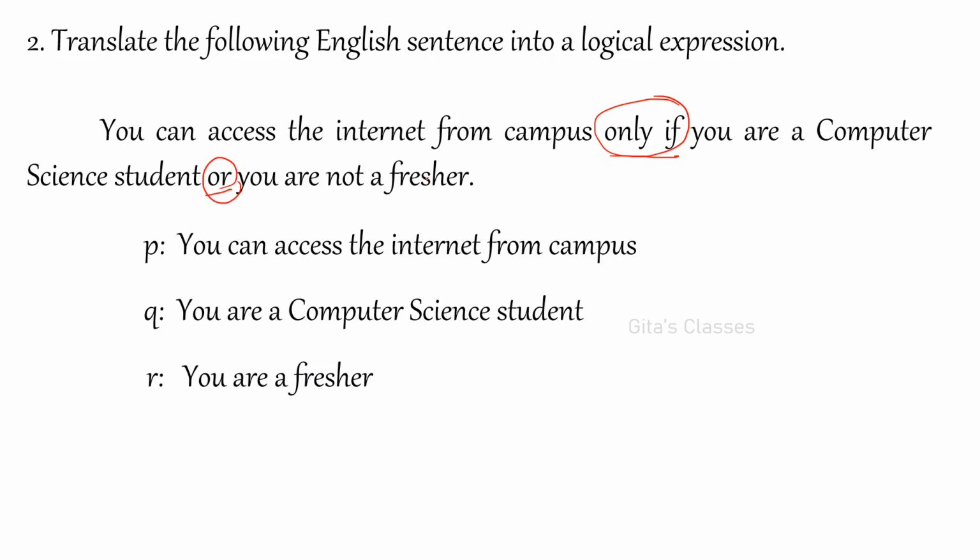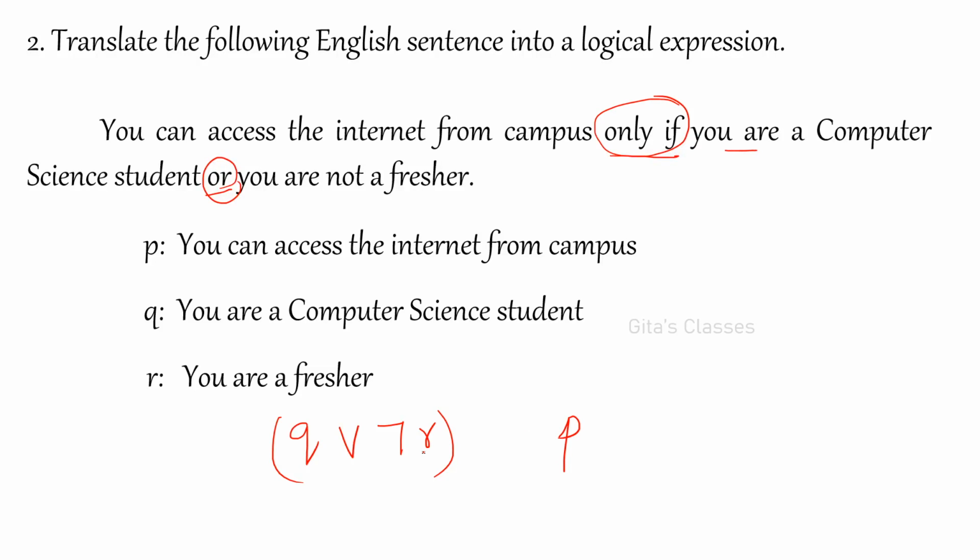Right. So now what is given? Be careful. If you are a computer science student or you are not a fresher, then you can access the internet from the campus. So these two things should come first, right? You are a computer science student, so Q. You are not a fresher, not R. How are they connected? With the connective or, right? So Q or not R. If this happens, then you can access the internet from the campus, right?